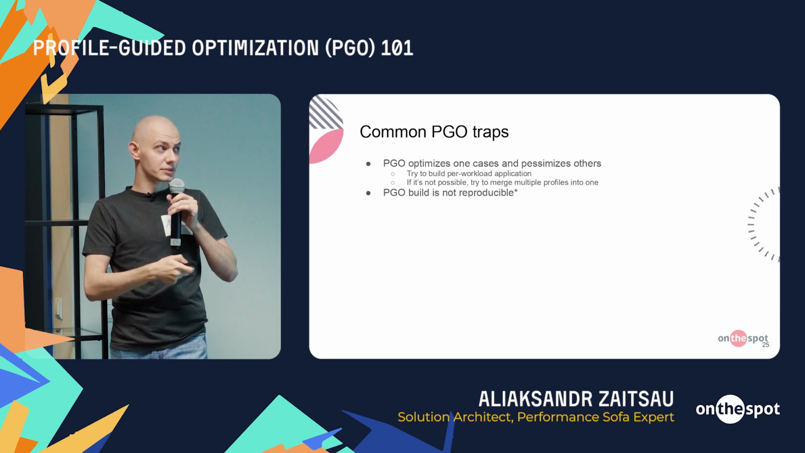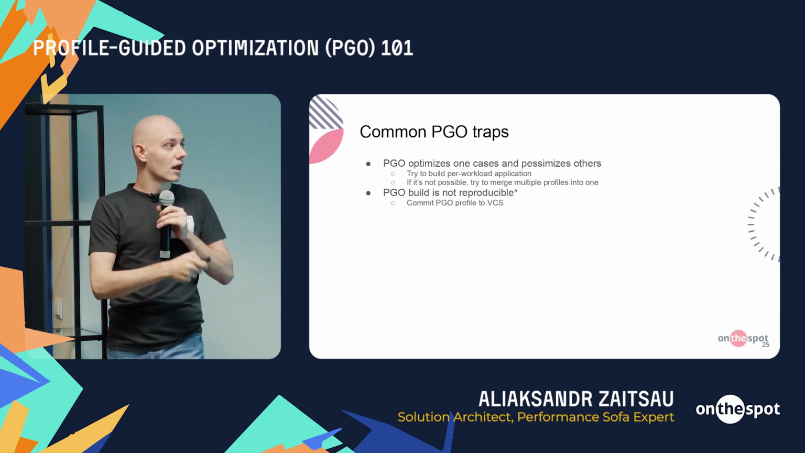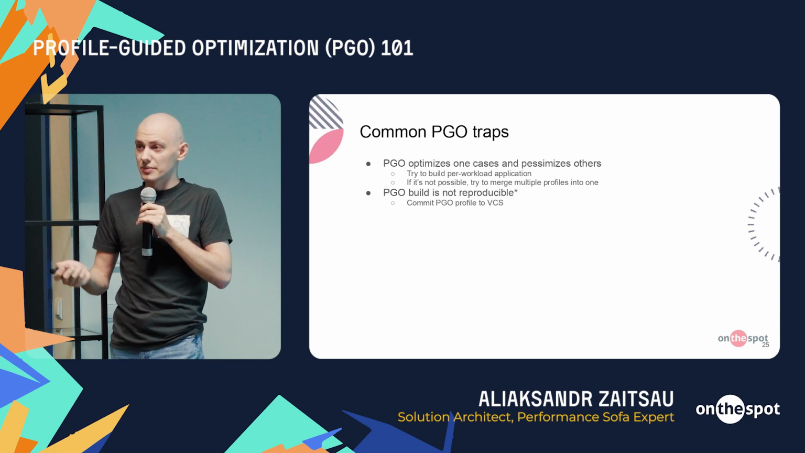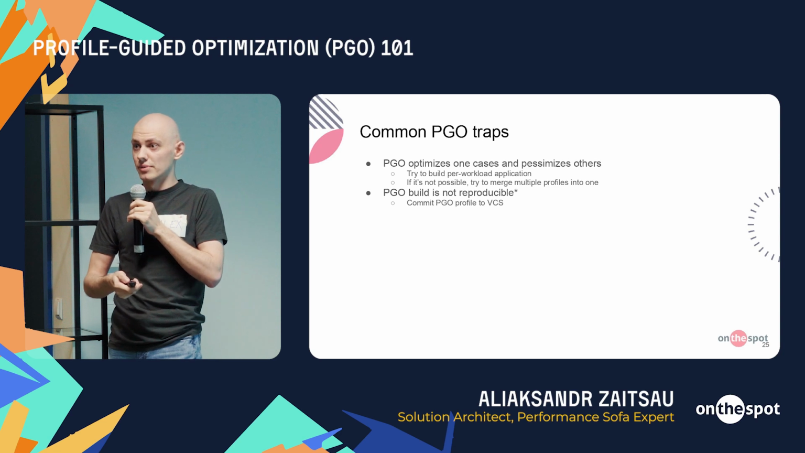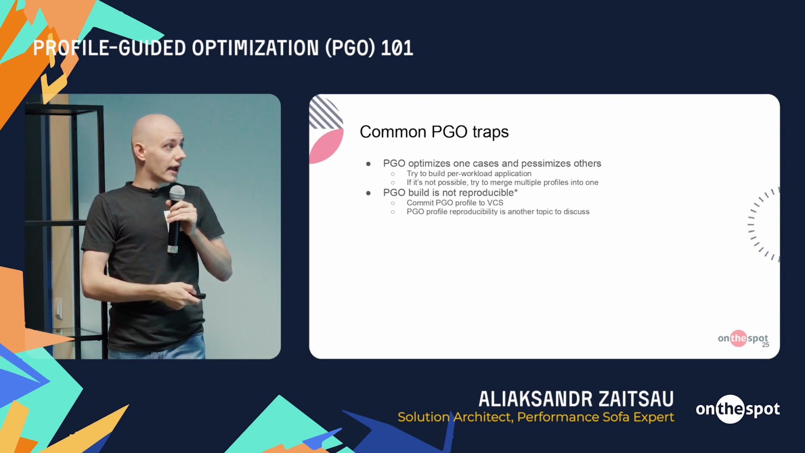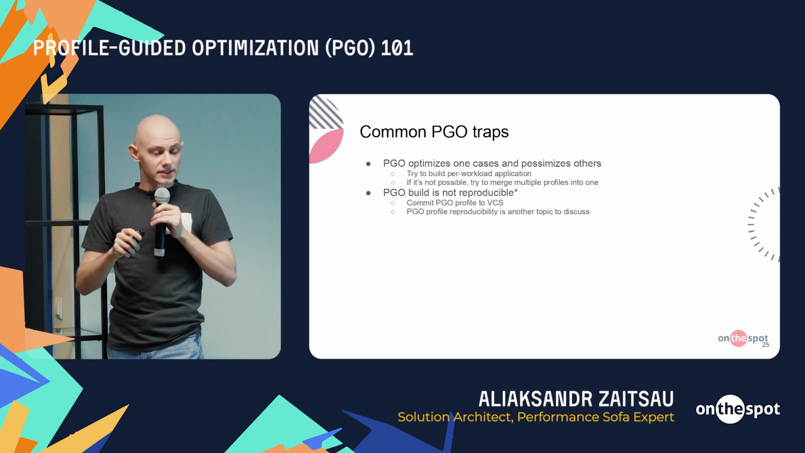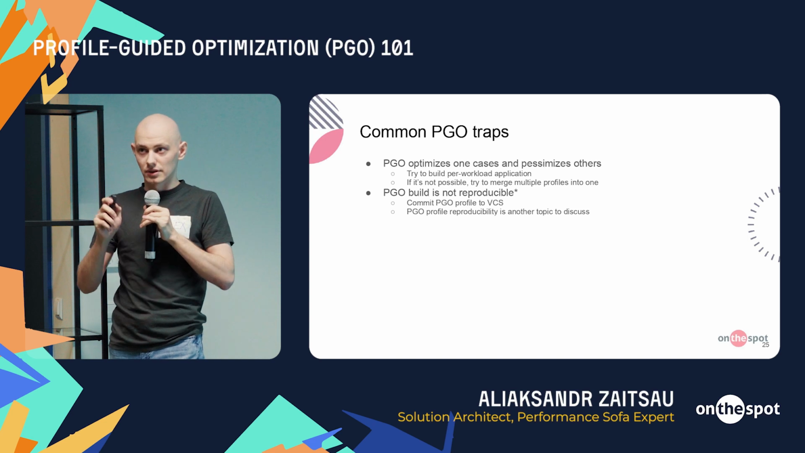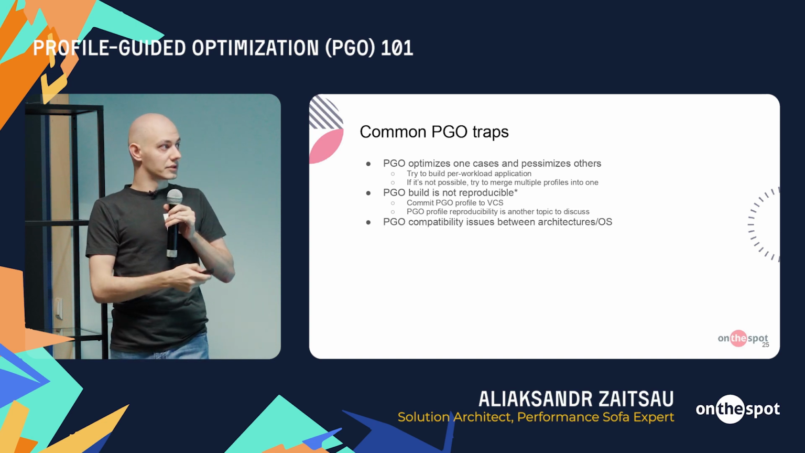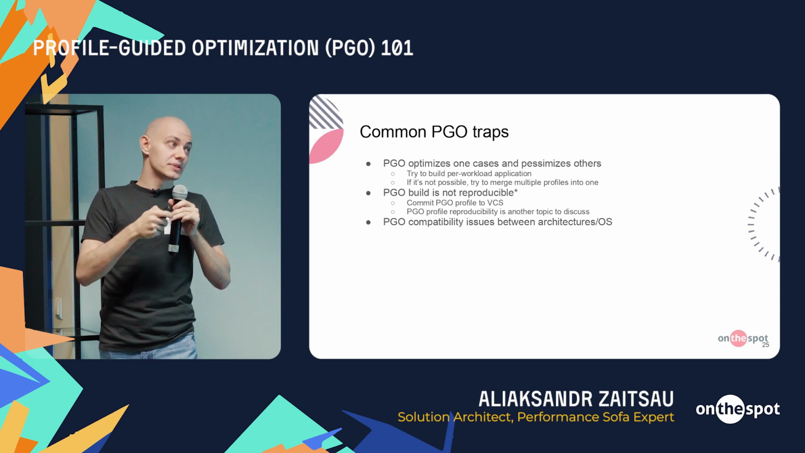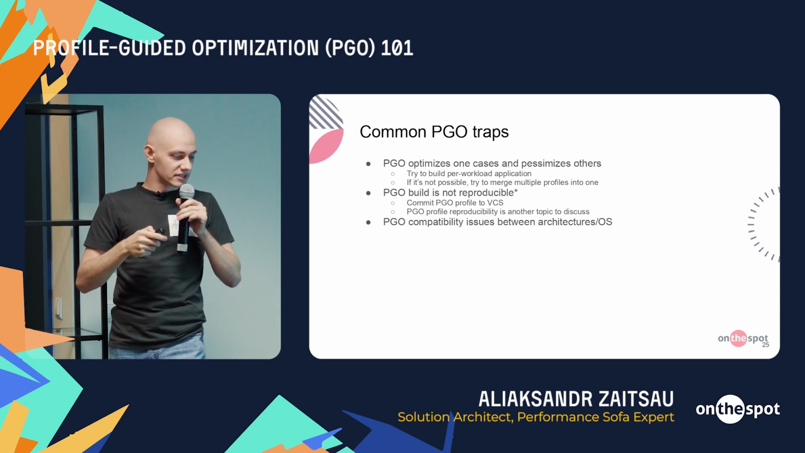What if the PGO build is not reproducible? The solution is simple. Just commit PGO profiles to a VCS and use this PGO profile during each compilation. And that's it. PGO profile reproducibility is actually another topic to discuss, with some limitations, maybe after the talk. Not for now, we don't have enough time. Next, PGO compatibility issues between architectures and operating systems.